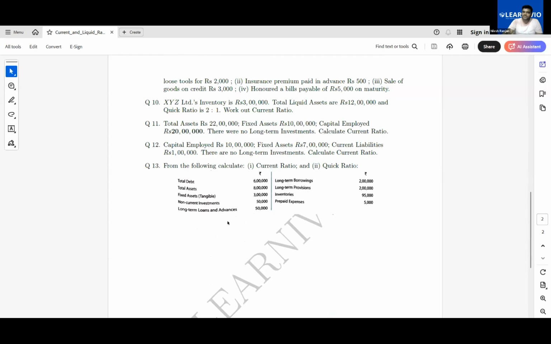In 13, my doubt was that we're supposed to calculate the current ratio and quick ratio. So whatever comes in current assets and current liabilities, I'm supposed to add them and then take that, right? First of all, you have to calculate current assets, then current liabilities, and then divide the current assets by the current liabilities. Again, with the quick ratio, we have to calculate liquid assets; current liabilities are already calculated. So you just have to divide that.